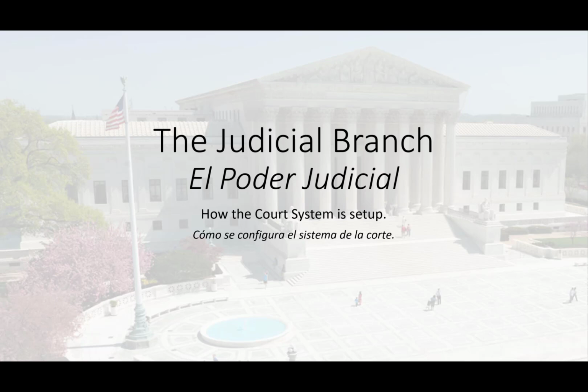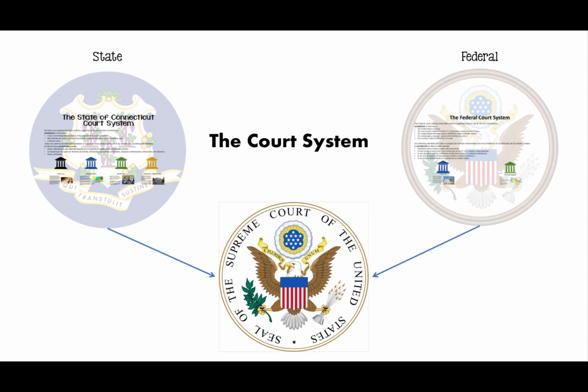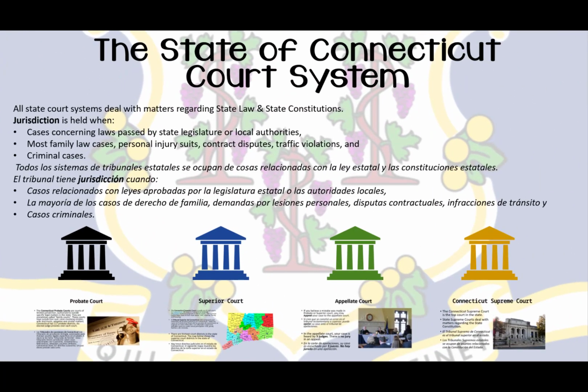So, today we're going to talk about the judicial branch, specifically how the court system is set up. First, we have two systems. We have the state system and the federal system. They are similar, but they have important differences. We will first look at the state system in the state of Connecticut. As we are in the state of Connecticut, this makes the most sense to start with our system.